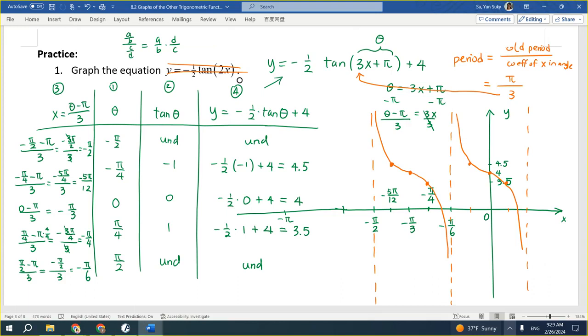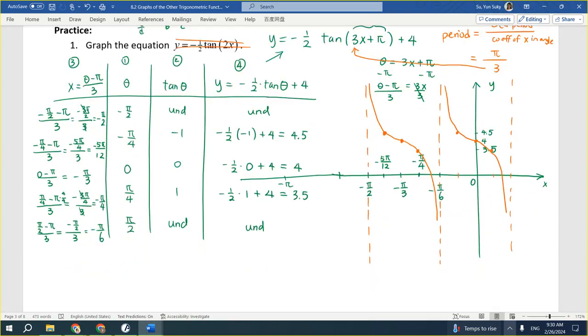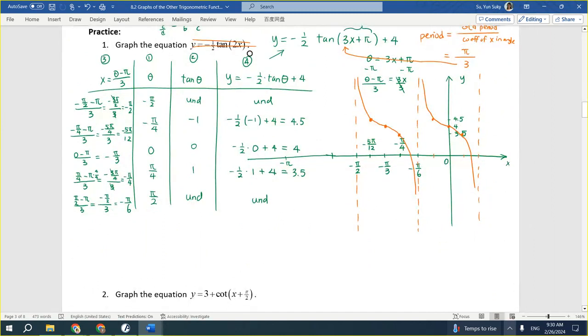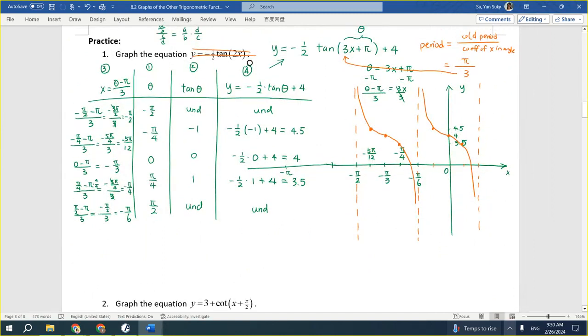Is that clear, everybody? You can also see this from the graph. Look at the difference. What's the difference between minus pi over 2 and negative pi over 6? The difference is also pi over 3. Okay, everybody? So this is the tangent graph. Any questions about the tangent graph? No? Okay, now it's your turn to do the next example. So do the cotangent.